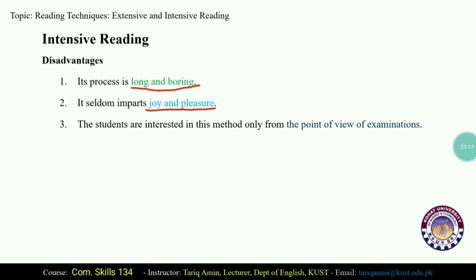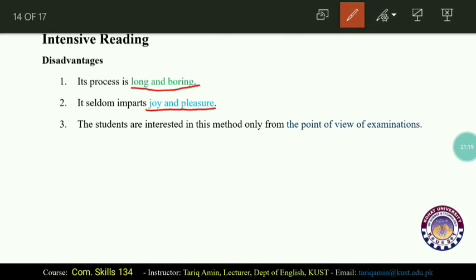The students are interested in this method only from the point of view of examinations. They apply this very strategy when they prepare themselves for their examination. They apply this method only from the point of view of examinations.